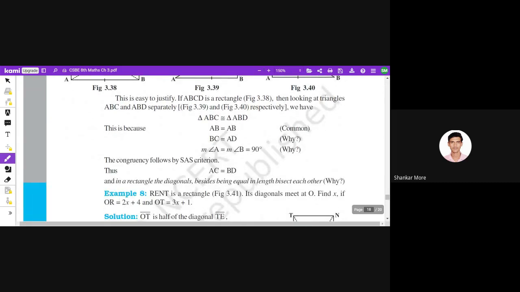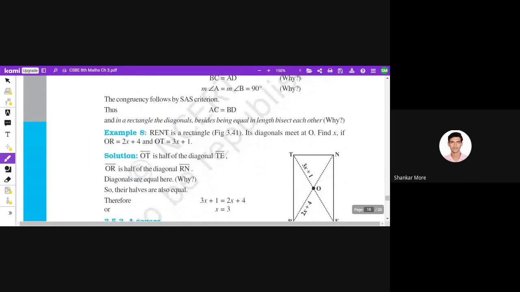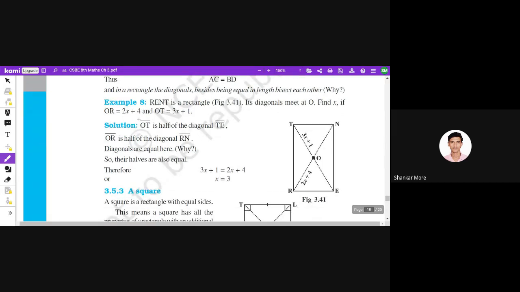So I don't think we should go through this proof because we can solve a few examples, right? So RENT is a rectangle. Its diagonals meet at O. Find x if OR is equal to 2x plus 4 and OT is equal to 3x plus 1. So see, अभी यहाँ पे 2x plus 4 OR का मेजर दिया है और 3x plus 1 दिया है OT का मेजर. And what we have to find is x. Where is x? Yeah, x तो यहाँ पे हमें फॉर्मूला में ही दिया है.